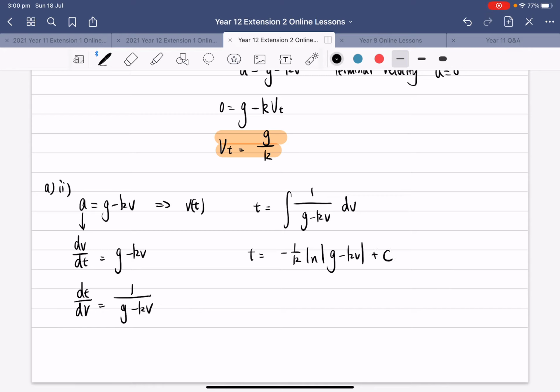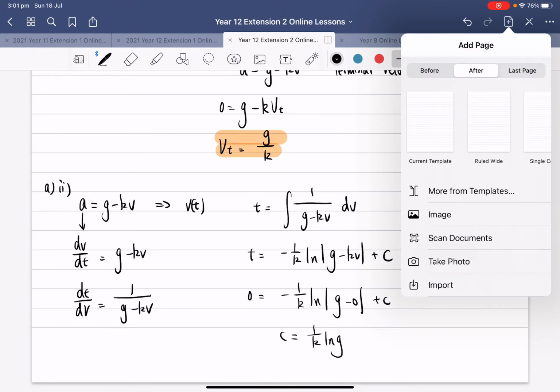Okay, so we need to find out what the c value is. When t is equal to 0, the initial velocity is also equal to 0. So when t equals 0, velocity equals 0. If you do a substitution, 0 is equal to negative 1 over k ln g minus 0 plus c. So c at the end is equal to 1 over k ln g. All right, so that is the value of c. Once you get c, you can find out the value of t. Now you can also use the method I showed you last lesson where you don't need to find the value of c. You can just use definite integrals to do the question as well. So it's up to you.